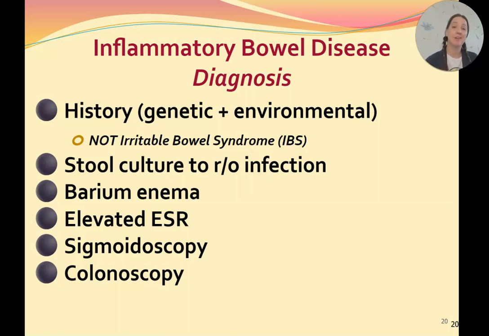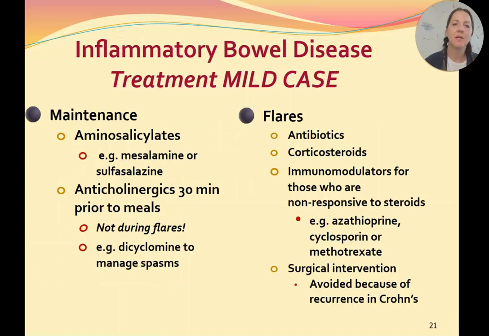And sigmoidoscopy could also help because if you see all the ulceration, that's probably UC. You do a colonoscopy and you find all these skip lesions, that's probably Crohn's disease. Again, I'm telling you this stuff because you should understand how providers are figuring out diagnostics and how that leads to their decisions to do different plans of care. Unfortunately, you guys have to know everybody's jobs. Nobody has to know your job, but you have to know all of their jobs so you can protect your license.